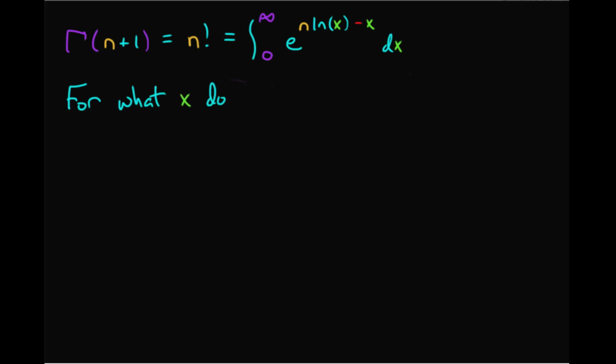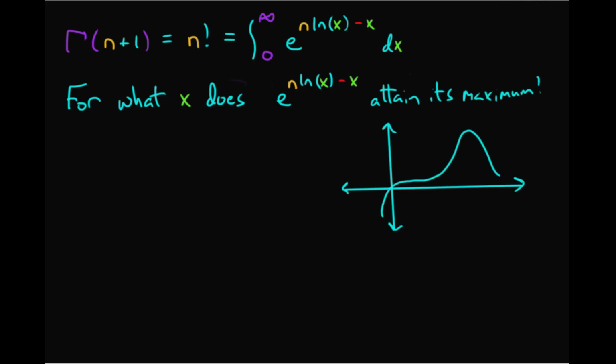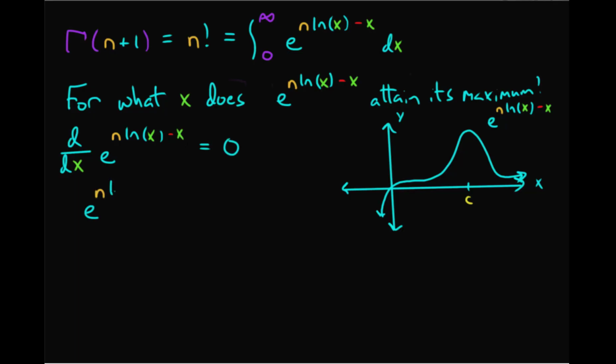So now we need to find for what value of x does e to the n log x minus x attain its maximum. So this is just a sketch of a possible graph for e to the n log x minus x, and so we're trying to find this value for c. And so to find it, we're going to take the derivative of our function and set the derivative equal to 0. So we're going to differentiate e to the n log x minus x and set that equal to 0. So then we'll have, by the chain rule, that the derivative equals e to the n log x minus x times n over x minus 1. And then we're going to set that derivative equal to 0.